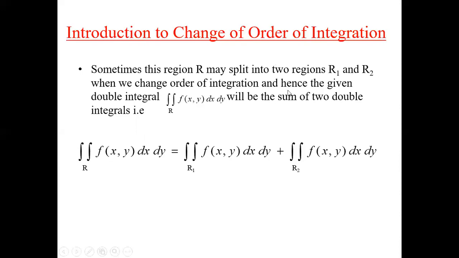When we change the order of integration, the given double integral, that is f of x, y dx dy over the region R, will be the sum of two double integrals. That is, the double integral of f of x, y dx dy is equal to the double integral along R1 of f of x, y dx dy plus the double integral along R2 of f of x, y dx dy. So this process of changing the order of integration and evaluating the changed order problems, we'll see in the next part of this.